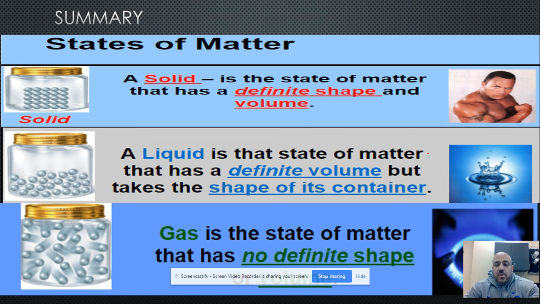So, quick review, and if you don't have these in your notes, make sure you put it all in your notes: the difference between a solid, liquid, and gas. Remember, a solid has definite everything, definite shape and volume. A liquid has definite volume, but liquids will take whatever shape they're in, so they take the shape of their container. And gases don't have definite anything.